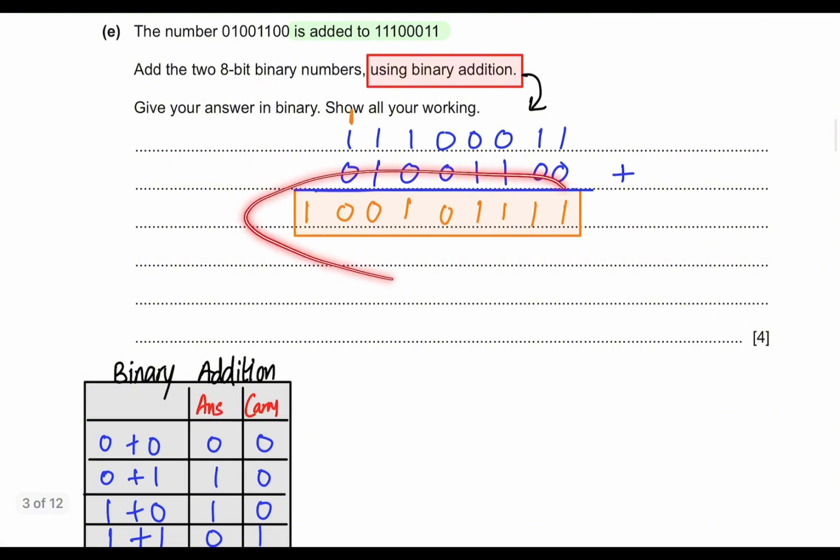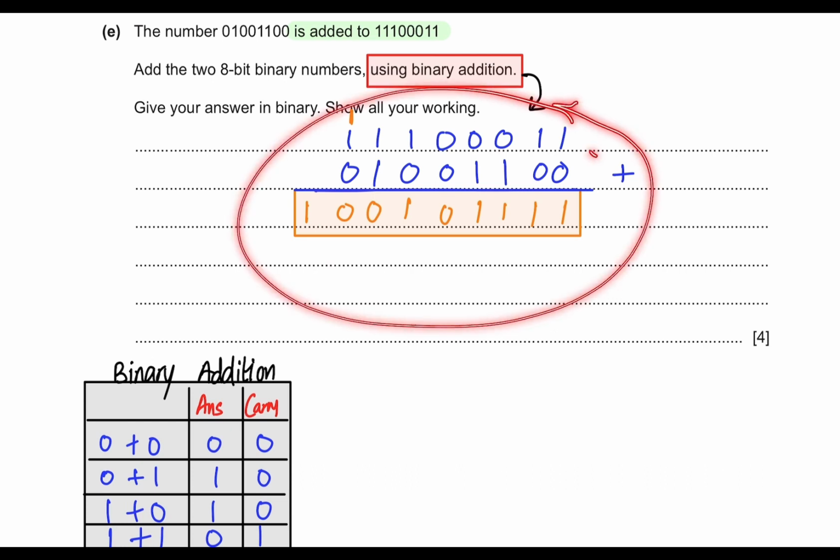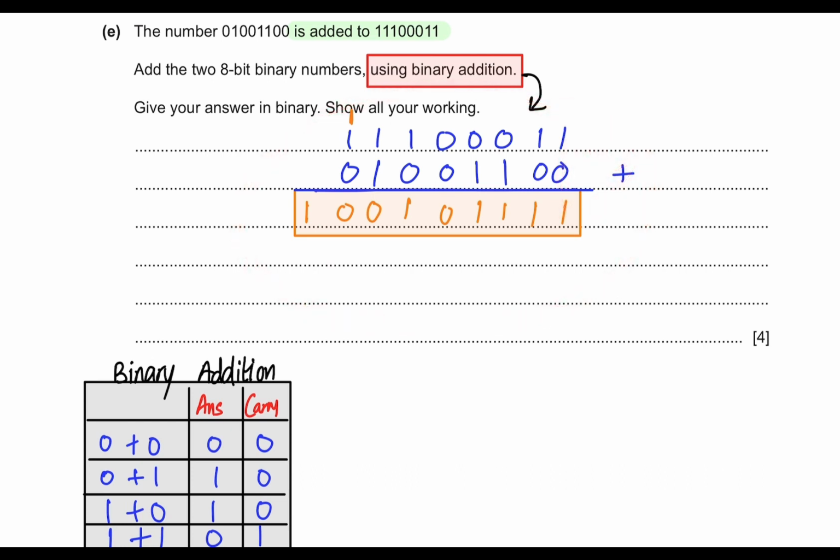1 mark is for this answer, and 2 marks for showing all the steps, and 1 mark for showing this overflow error. If the number does not fit into the bits, then the additional bit is known as an overflow error. This is an overflow bit. Okay, but you still have to write it. Do not ignore it. You have to write it because there are marks for it.